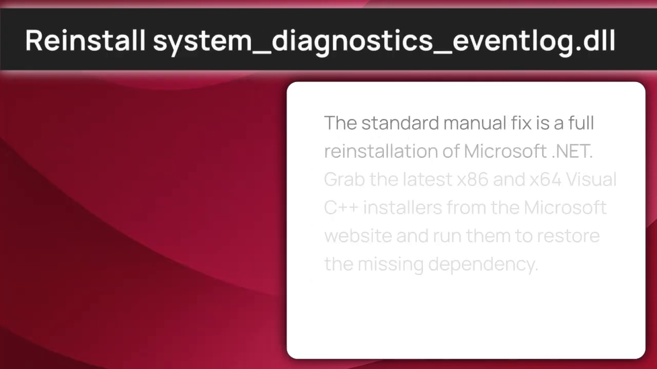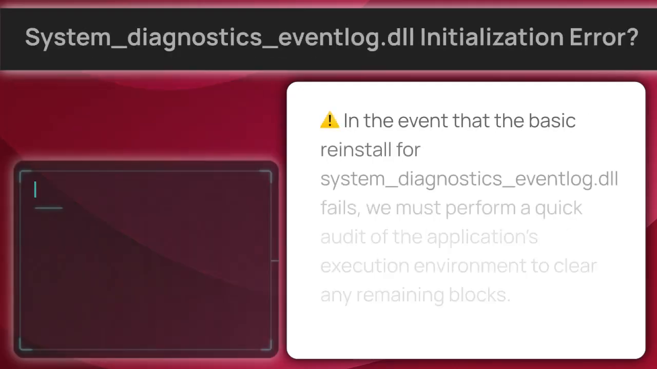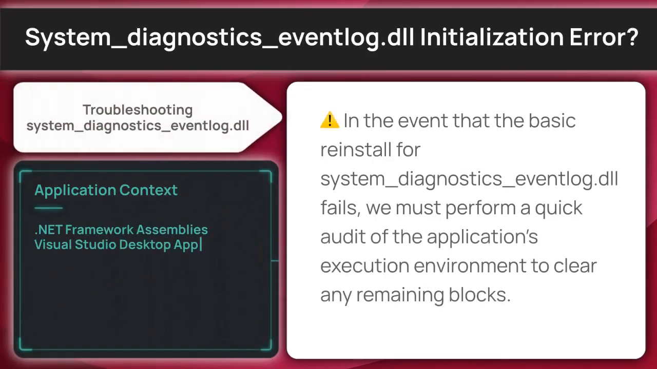The standard manual fix is a full reinstallation of Microsoft .NET. Grab the latest x86 and x64 Visual C++ installers from the Microsoft website and run them to restore the missing dependency. When the primary installation path fails, a more surgical approach to checking your system's environmental variables is required.